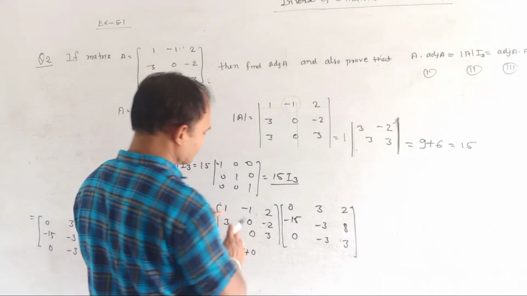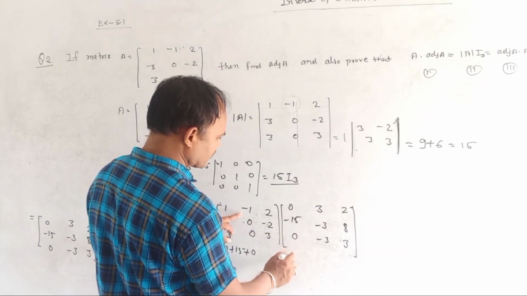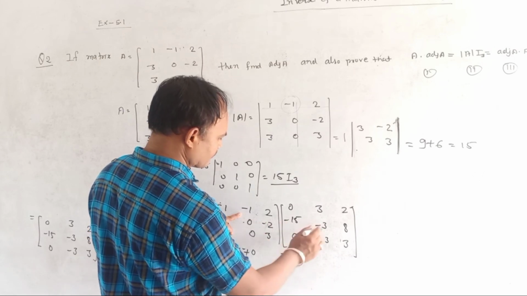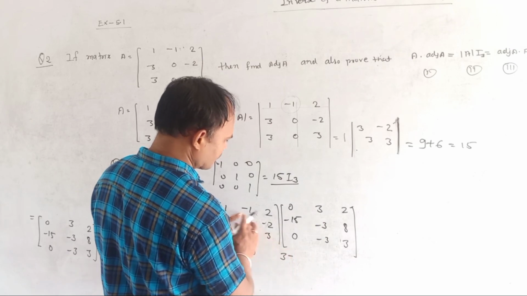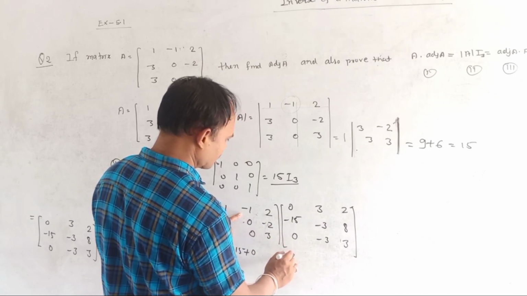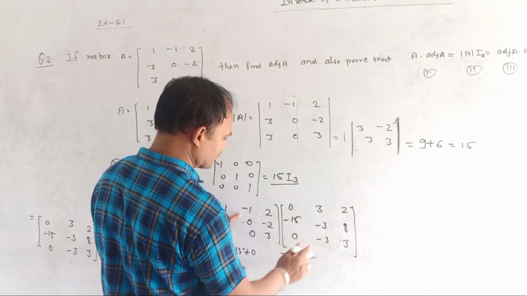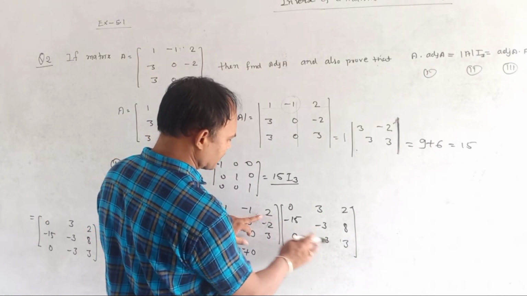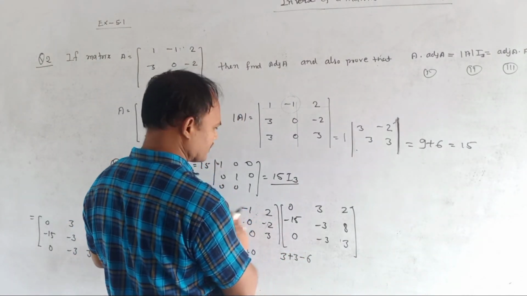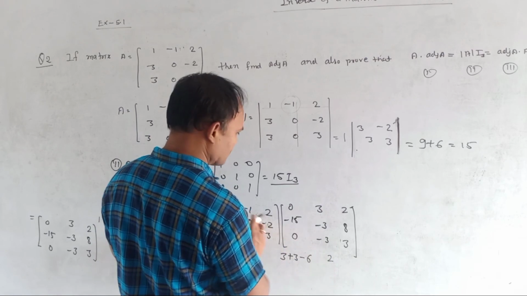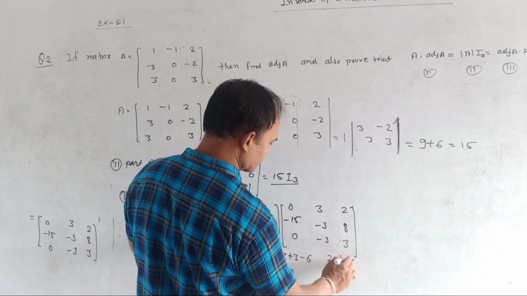Okay students, now 1 multiplied by 3 is 3. Minus 1 multiplied by minus 3, so it is a minus 1 multiplied by 3, which is 3. 1 multiplied by 3 is 3. Minus 1 multiplied by 3 is 3. And 2 multiplied by minus 3 is minus 6. What about here? 1 multiplied by 2 is 2. Minus 1 multiplied by 8 is minus 8. And 3 multiplied by 6 is 6.